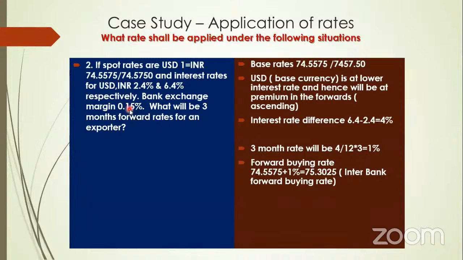Now you have to put the minus button. Why? Because it's an exporter, the exchange margin will be deducted. For an importer it will be added. So without rounding also you can do: 75.30 minus 0.15 percent. For an exporter, margin will be deducted. So when you deduct the margin, you will get 75.19 something. I have rounded. You may round up or may not round up.